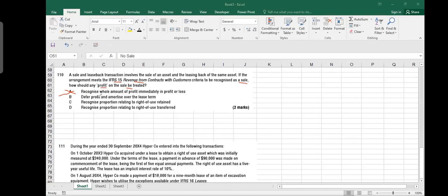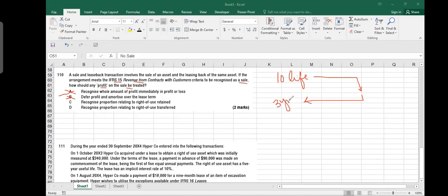Defer profit and amortize over the lease term. No, not over the lease term. Recognize proportionate to right of use retained. Right of use retained, like if I told you that there was a 10 years life of an asset and you sell the asset and then you take it back for 3 years.